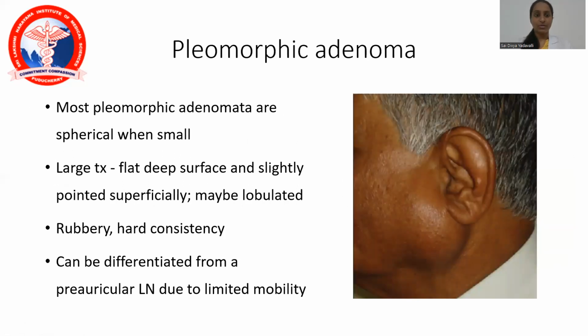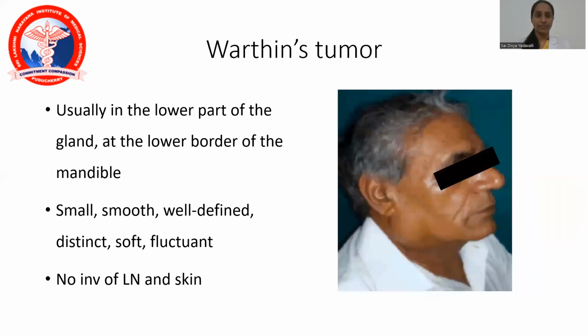A pleomorphic adenoma is spherical when small. When large, they develop a flat, deep surface and slightly pointed superficially. They may also become lobulated. They're rubbery or hard in consistency, and can be differentiated from a periauricular lymph node due to limited mobility within the tough capsule of the parotid gland.